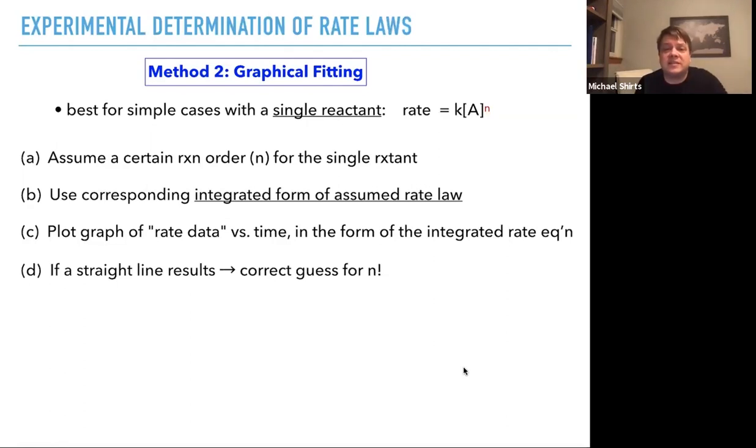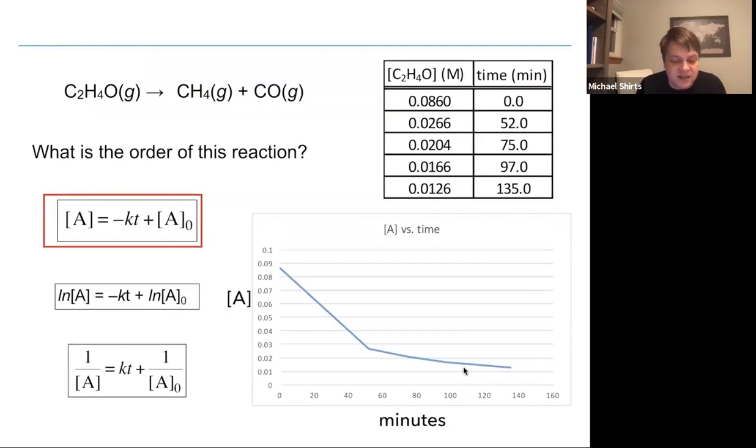So let's dive in and look at examples of this. We have a decomposition reaction that produces methane and carbon monoxide, and I'm measuring the concentration of the reactant. Again, this is for a single experiment now. We don't have to do initial rates. We have a single experiment, and we look to see how much is left as a function of time.